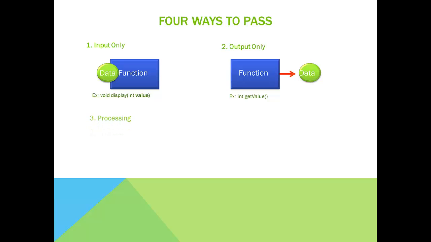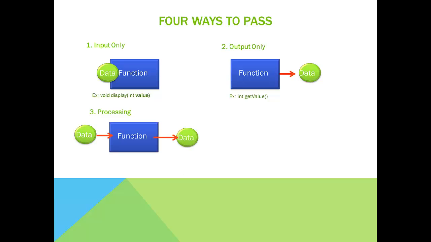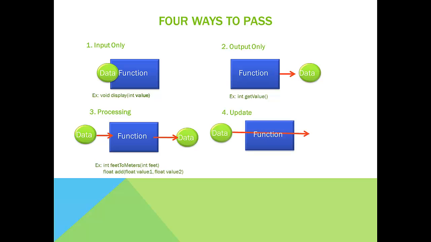The third type is processing, which occurs when data is converted from one type to another. For example, converting feet to meters, or adding 2 values together. The fourth and final type is called an update, and that only happens when we're using pass by reference. In this case, the data goes in and is updated globally. The input and output parameters are the same.